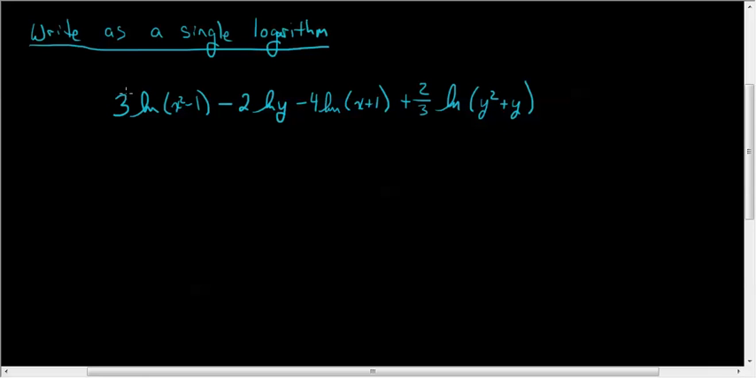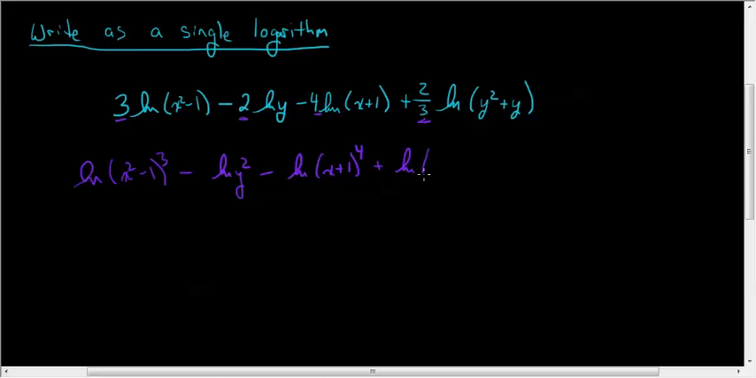Alright, so first thing we're going to do is take all these coefficients, this coefficient, this coefficient, and this coefficient, and bring them up and make them exponents. So this is going to be the natural log of x squared minus 1 cubed, minus the natural log of y squared, whoops, I missed one, minus the natural log of x plus 1 raised to the 4th, plus the natural log of y squared plus y raised to the 2/3.